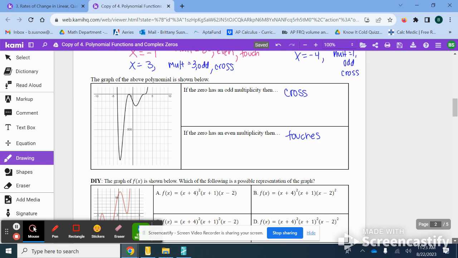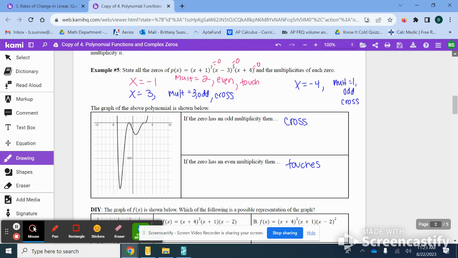So here's what that means in this graph. So they graphed the polynomial above. They graphed this down here. So we said, let's read it left to right. At -4, we said it crossed because of the exponent attached to it, the odd. Here's what it means. Let's take a look at -4. Right here. That's called a cross. It's crossing over the x-axis. That's what we mean by crossing over.